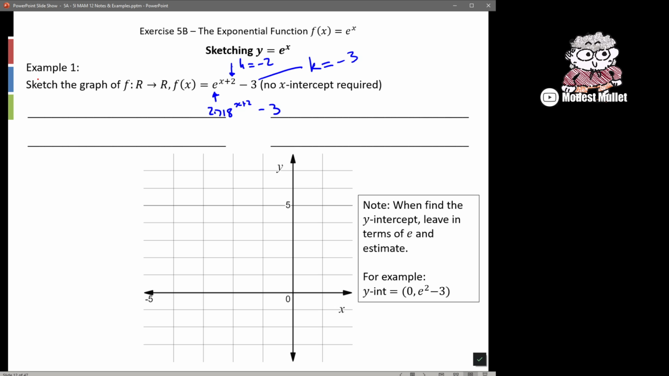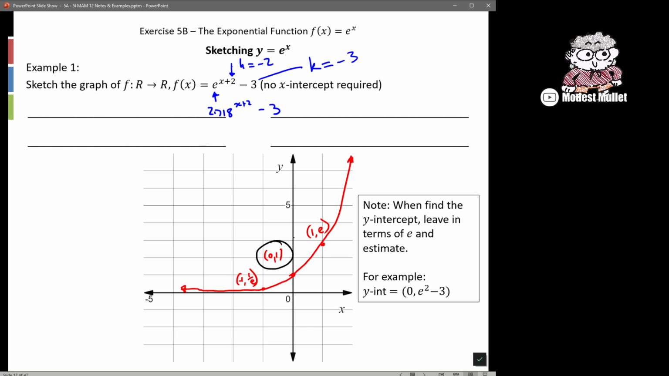So I'm going to just sketch in the quick standard one. So we know before transformations, it's going to go through 0, 1, goes through 1, e, which is 2.718, which is there, and this would be our standard one. And this is -1, 1 on e. All we've got to do in this case is translate it. We have to translate it left 2 units, and we have to translate it down 3 units.